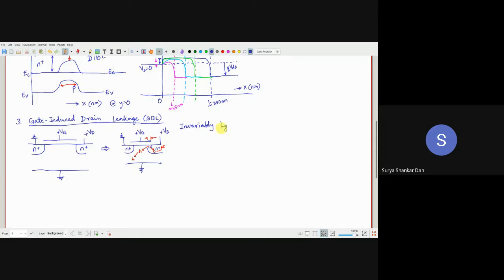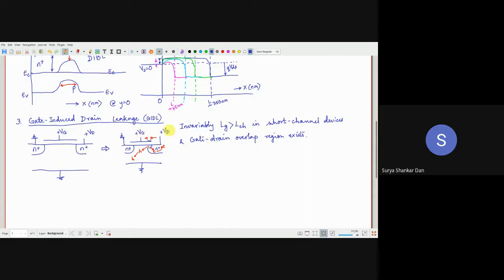LG, that means the gate length is usually greater than L, the channel length, in short channel devices. And the gate drain overlap region exists. Got it? So, gate induced drain leakage.